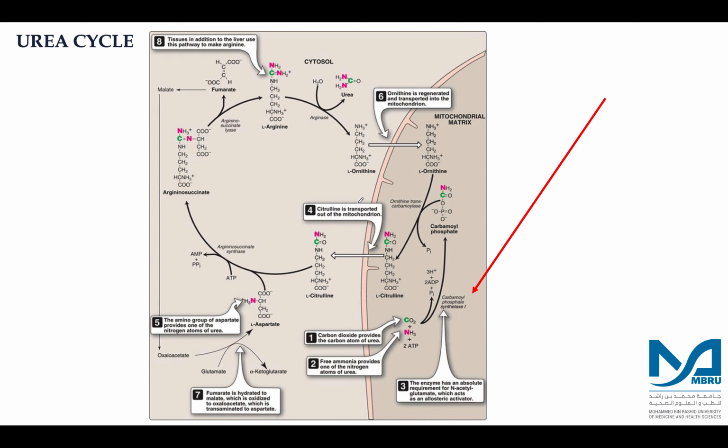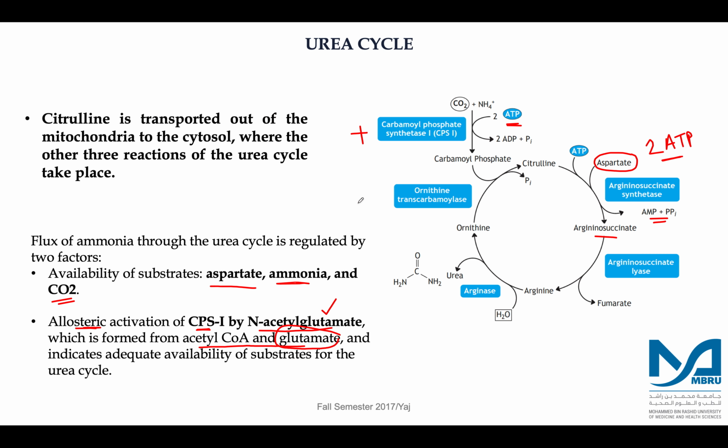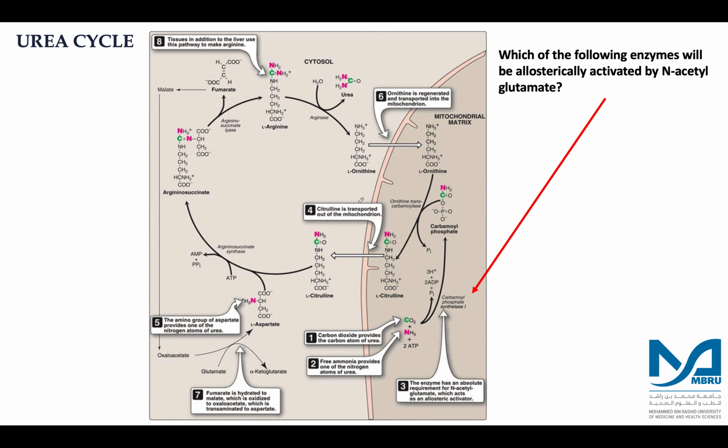As I told you, there are specific things that you need to focus on when you study the urea cycle. I only talked about, let us say, the first 3 steps: the first 2 steps in the mitochondria and 1 step inside the cytosol. So which of the following enzymes will be allosterically activated by N-acetyl glutamate? The answer to that is the rate limiting enzyme, carbamoyl phosphate synthetase 1.